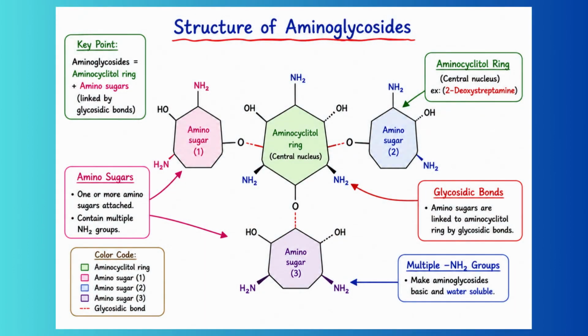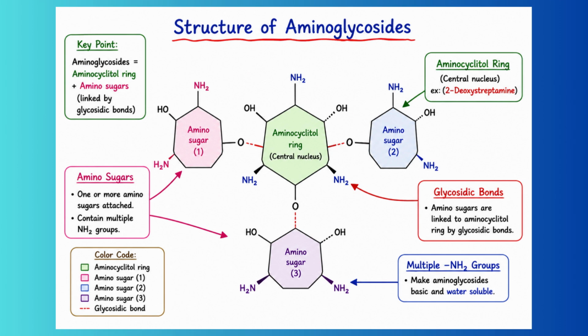Basic structure of aminoglycosides. Aminoglycosides have a characteristic chemical structure that is responsible for their antibacterial activity. As shown in the diagram, the central part of the molecule is the aminocyclitol ring, which serves as the core or backbone of all aminoglycoside antibiotics. Attached to this central ring are one or more amino sugar molecules. These amino sugars surround the central nucleus and contribute to the unique properties of each aminoglycoside.